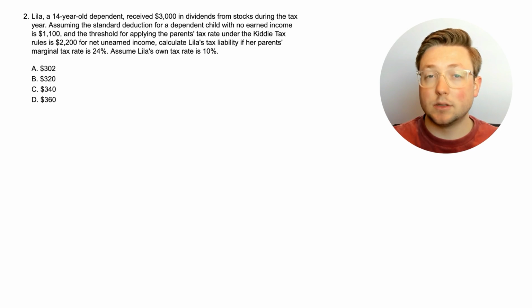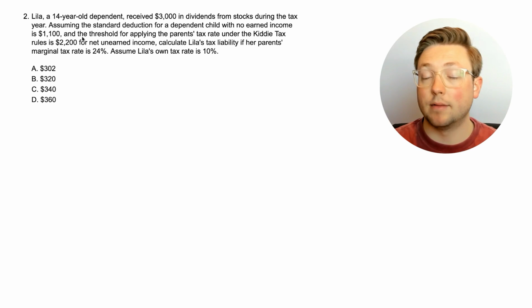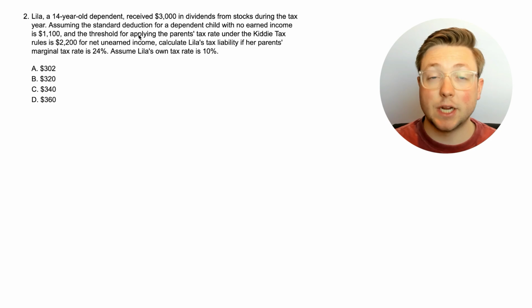Okay, so this is similar to what we just did, but this child only has unearned income. They don't have earned income, so that changes things a little bit. However, it did give us the standard deduction to use. So you could probably, if you paid attention to the first question, do this question. If you want to try that, that's great. Go ahead and pause the video and come back when you're ready. If not, let's go ahead and look at the answer to see.